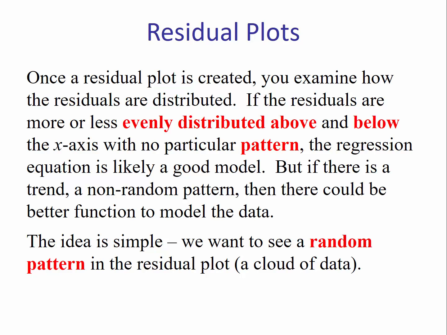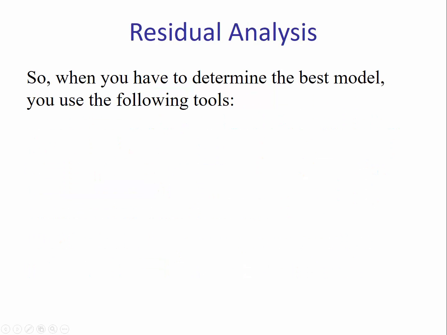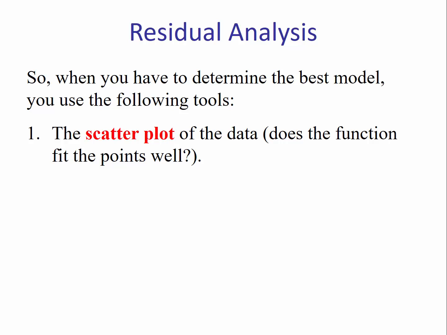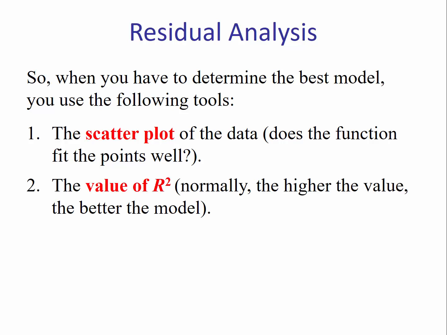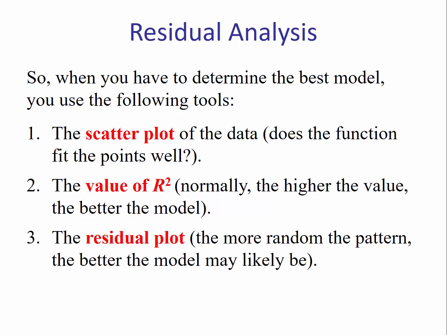So the idea is simple. We want to see a random pattern in the residual plots, a cloud of data. So when you have to determine the best model, you use the following tools. Number 1, the scatter plot of the data. Does the function fit the points well? Number 2, the value of R². Normally, the higher the value, the better the model. Number 3, the residual plot. The more random the pattern, the better the model may likely be.